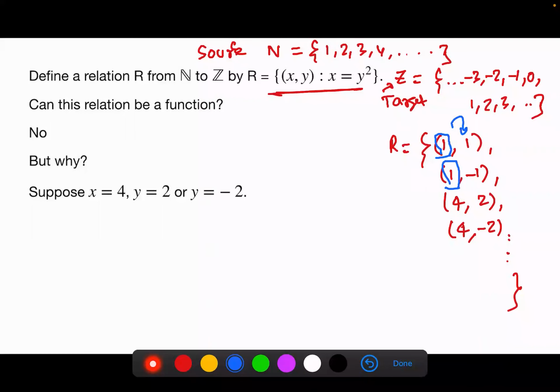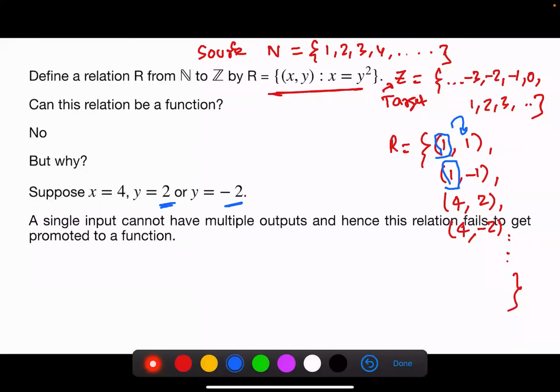Om, do you understand why this cannot be a function? Here, if you see your output, it has two values. The second condition says that your input cannot have more than one output. It should have only one output. So that is why a single input cannot have multiple outputs. Hence this relation fails to get promoted to a function.